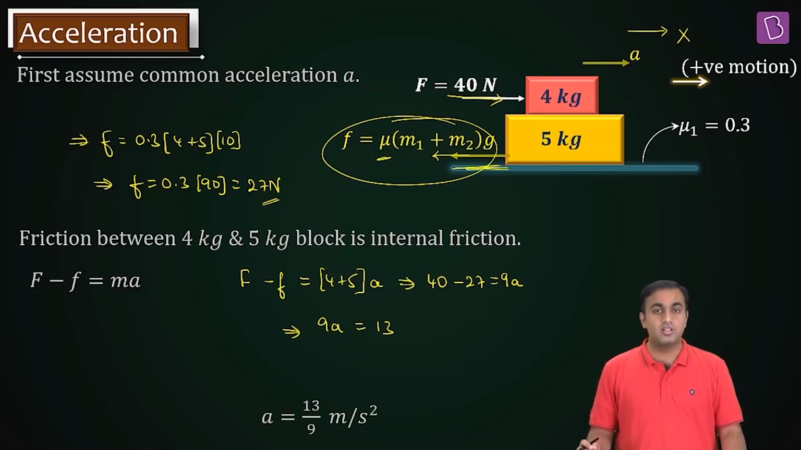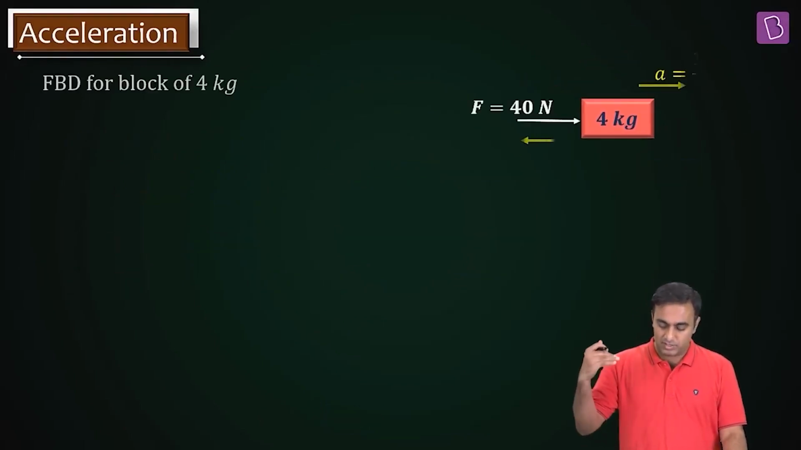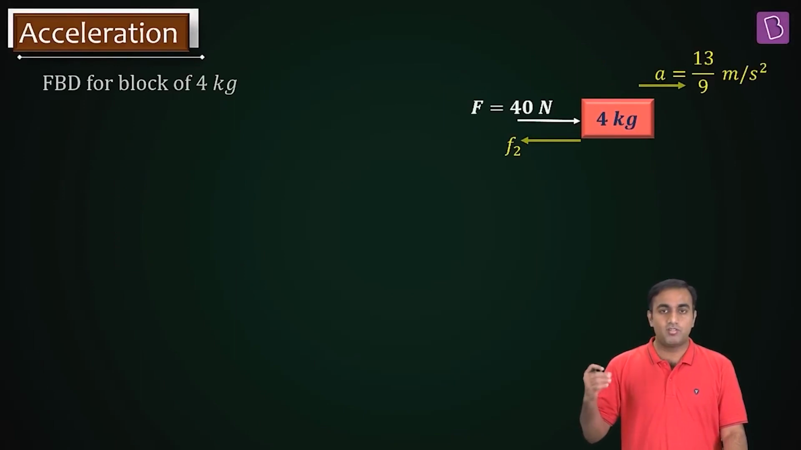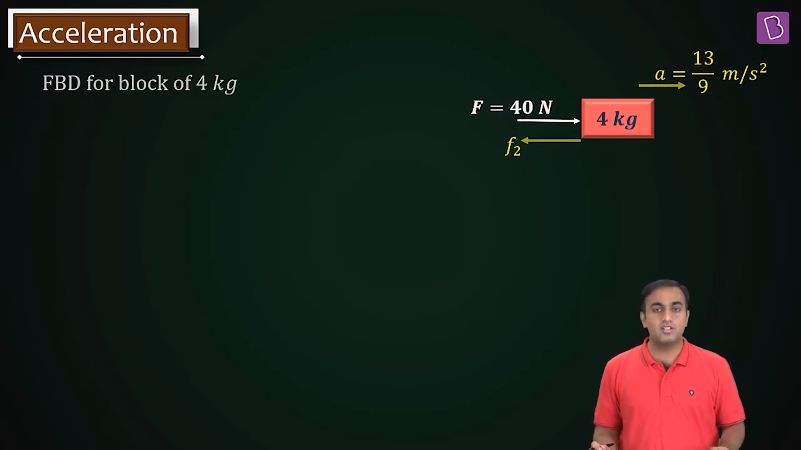What is A here? It is with our assumption that the system has a common acceleration, correct? So that common acceleration happens to be 13 by 9 meter per second square. Now let's find the friction between the 4 kg block and the 5 kg block with this condition that the common acceleration is 13 by 9 meter per second square. How do we do that?